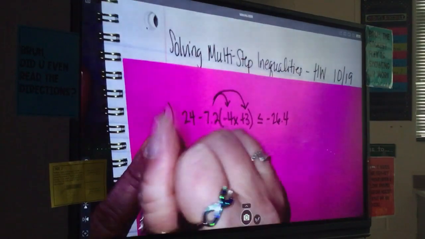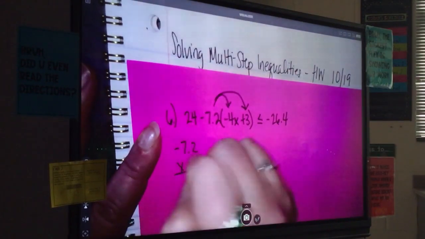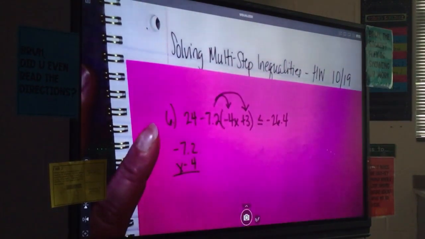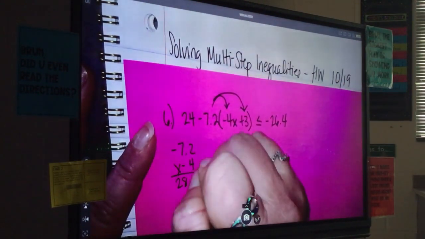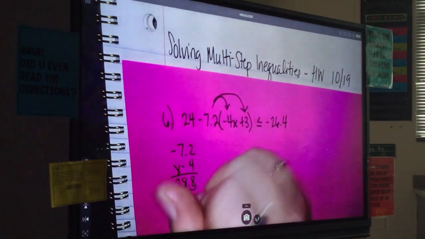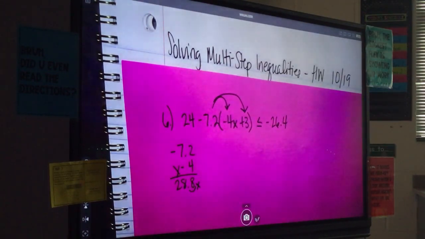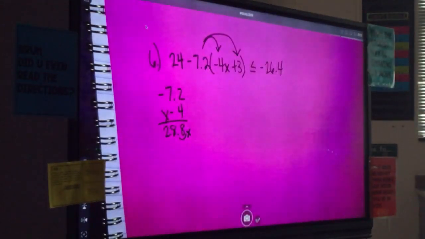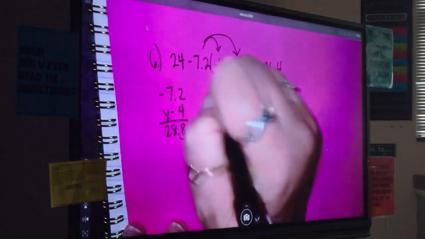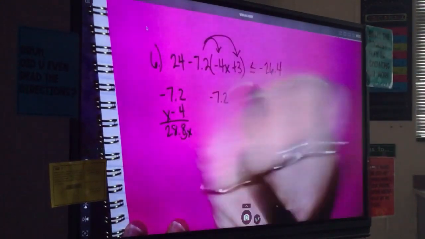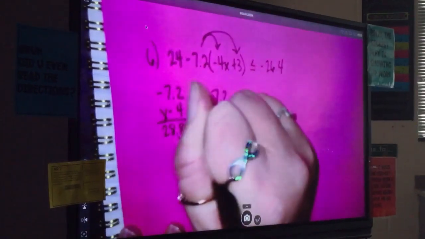Okay, so I'm going to distribute, and I'm going to do 7 2/10 times 4. And both of these are negative, so that's going to change my answer a little bit. So I end up with a positive 28.8x. Thumbs up if that's what you got for that one. The next one is negative 7 2/10 times 3. And that is a negative.